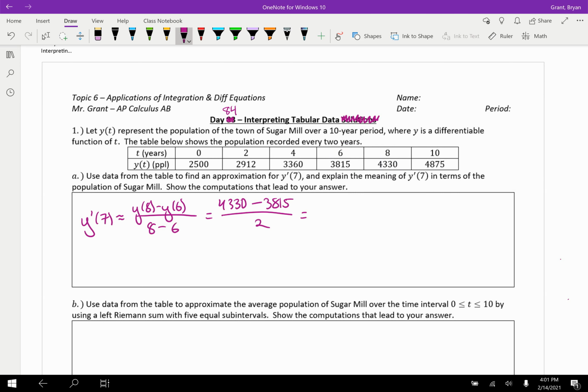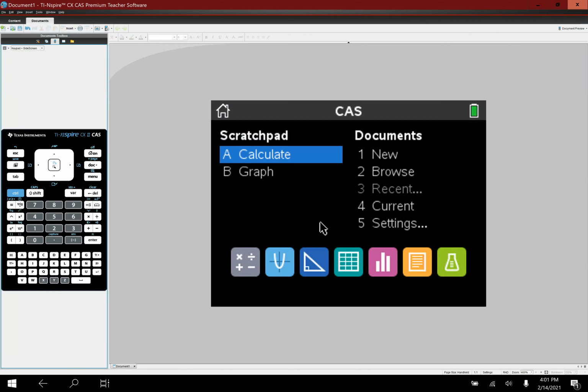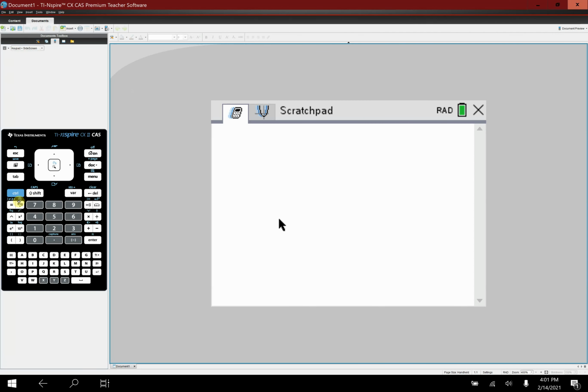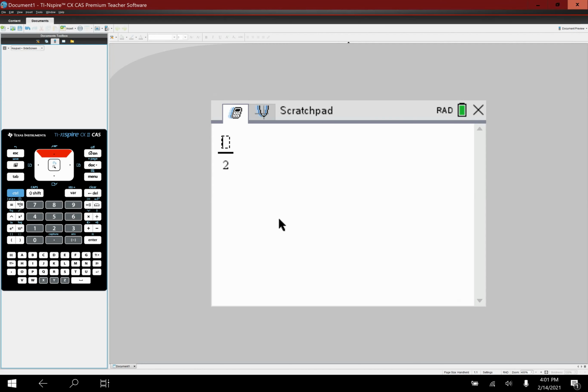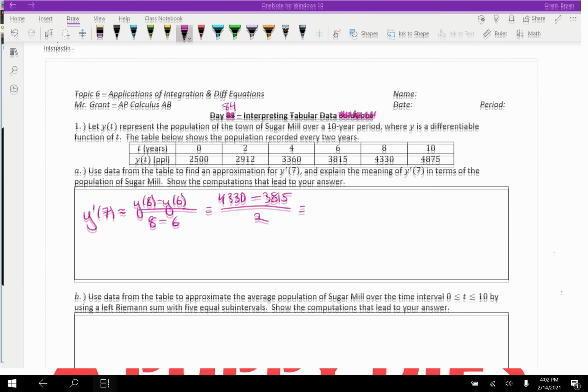And then this is probably where your calculator is going to come in. We have 4330 minus 3815, and we know we're dividing by 2. Then we can hit enter, but that's going to keep it as a fraction. And since we're dealing with people, we should probably approximate that as a decimal, 257.5.